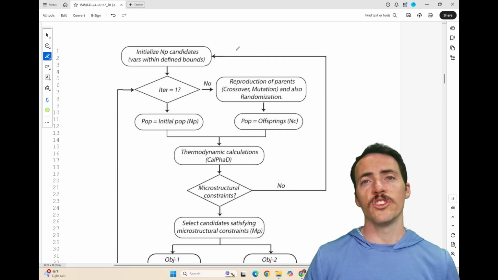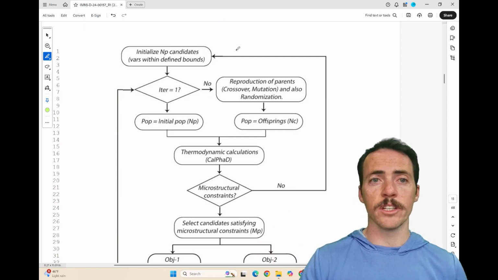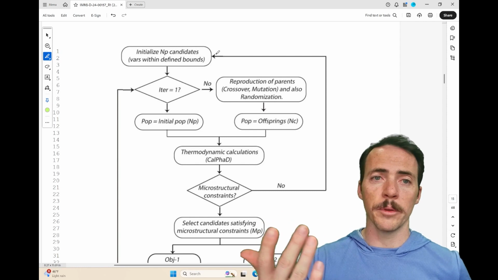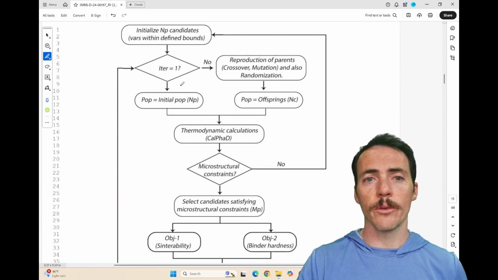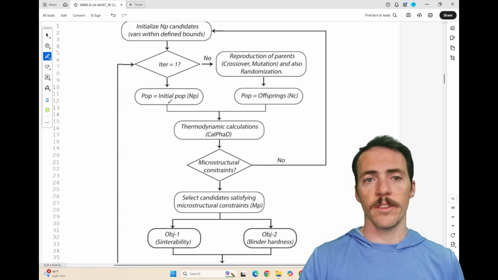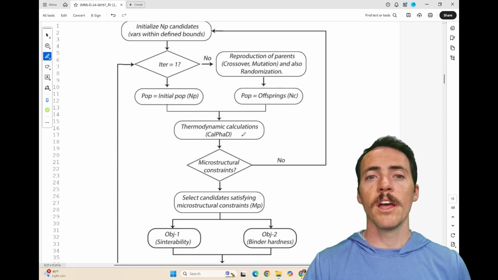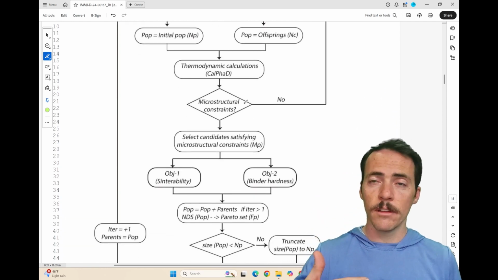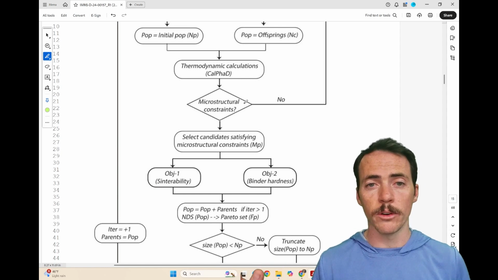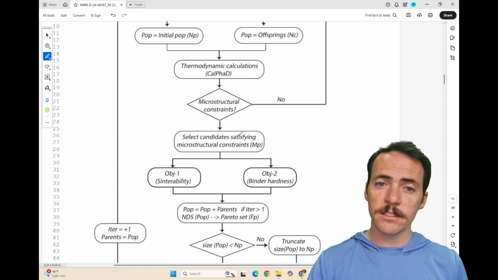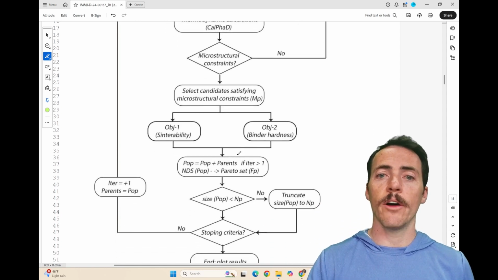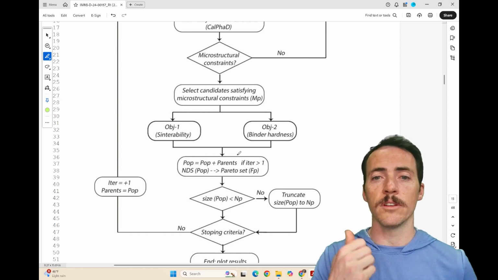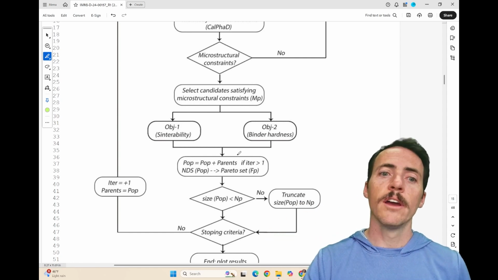If you're not familiar with this genetic algorithm approach, essentially it starts with some initial population of candidates, and on the very first iteration, all they can do is they define this as the initial population. They do the CalPhaD calculations, and they ask whether or not the microstructure has the phases that they're interested in, right? A little bit of a liquid or an austenite phase. If yes, then they continue forward, and now they identify their 2 objectives, right? The sinterability, the binder hardness, right?